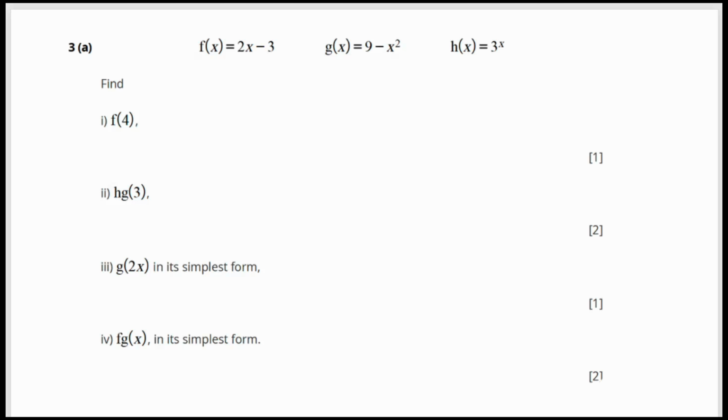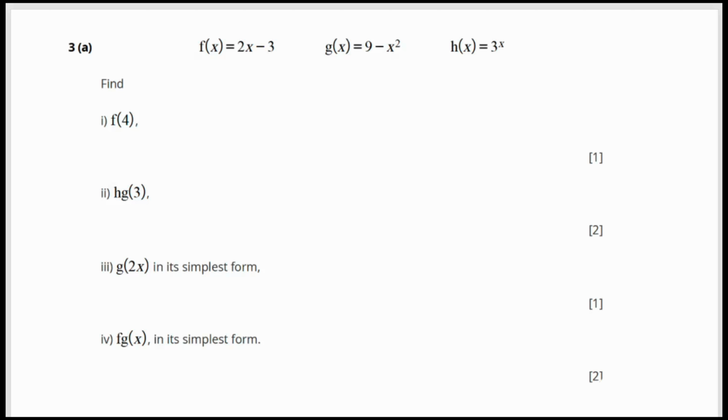So we are given three functions. f of x equals 2x minus 3. g of x equals 9 minus x squared. And then we have h of x equals 3 to the power of x. So let's start with the first part. We have to find f of 4.